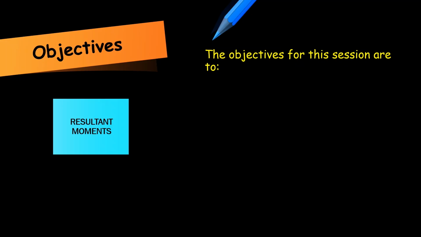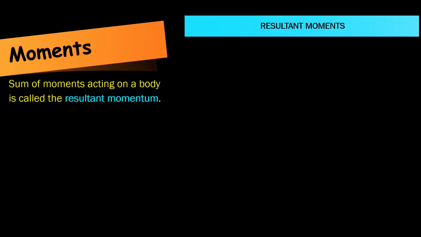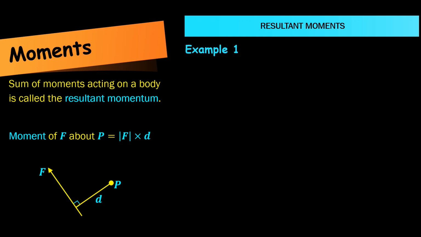The objectives for this session are to calculate the turning effect of a set of forces applied to a rigid body. The sum of moments acting on a body is called the resultant moment. Recall that the moment of a force F about the point P equals mod F times d, where d is the perpendicular distance from the point P to the force F.